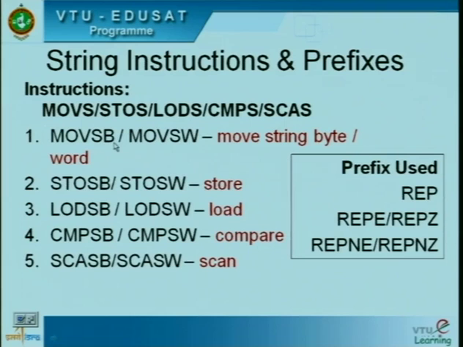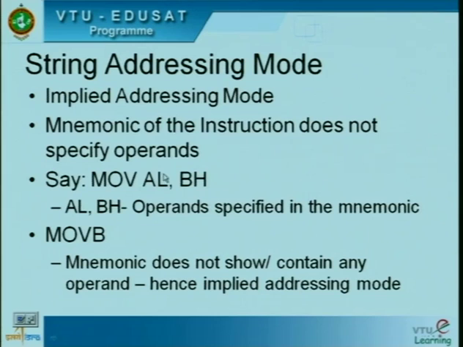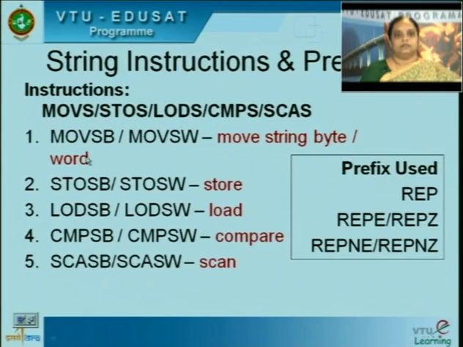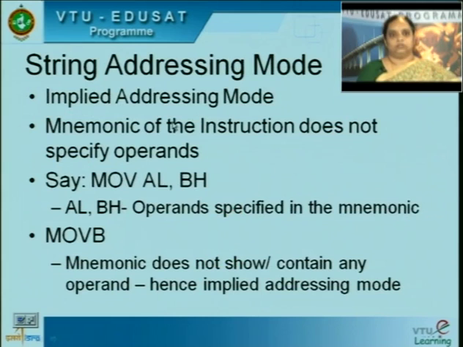Now let us take the string instructions one by one. The first instruction generally is a move. If I say MOV AL, BH, here AL and BH are the operands and are specified in the mnemonic itself. But when I talk about MOVS, it can be either MOVSB or MOVSW. There are no operands specified in the mnemonic. All the operands are implicit. Hence, these are known as implied addressing mode. The string instructions coming under string addressing mode can also be classified under implied addressing mode, as the operands are not specified as a part of the instruction.